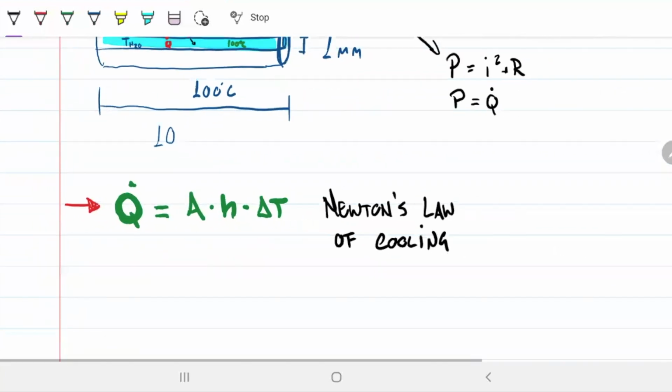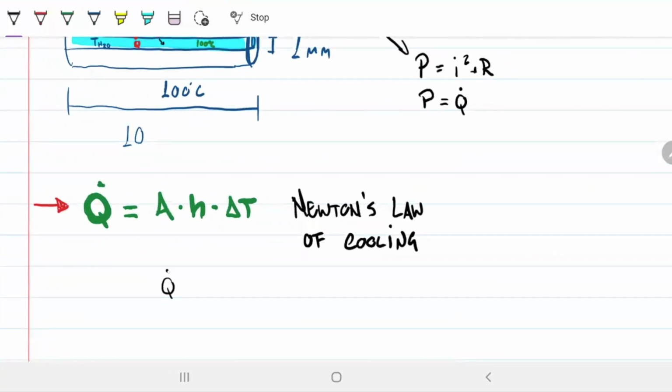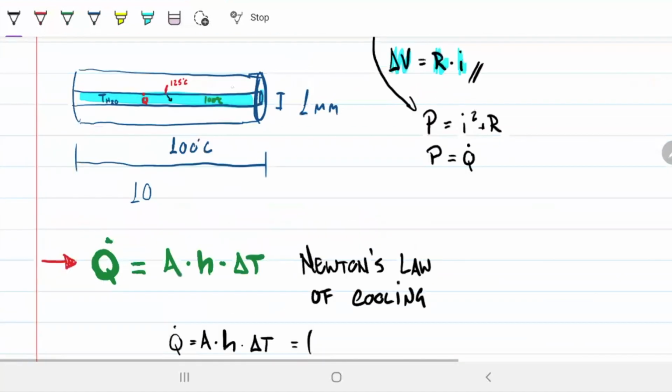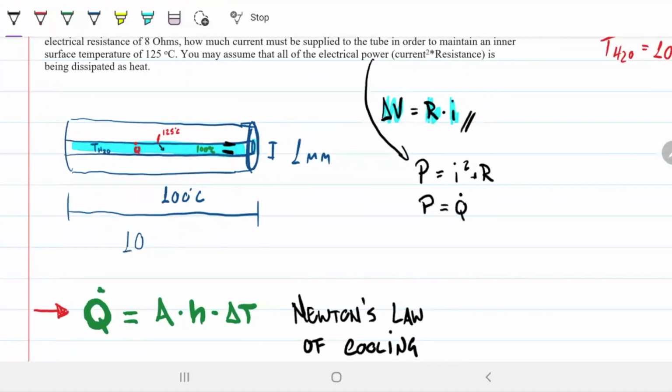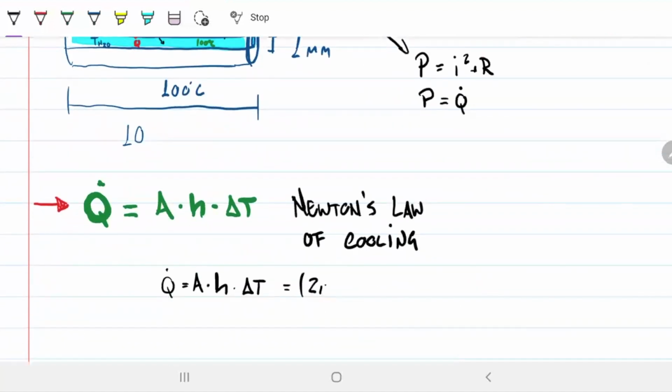the heat transfer will be the area times the convective coefficient times the delta T. The area in this case is the area of that inner surface, through which these can exchange energy. So that will be 2 pi r times L, and then multiply by h, multiply by delta T.